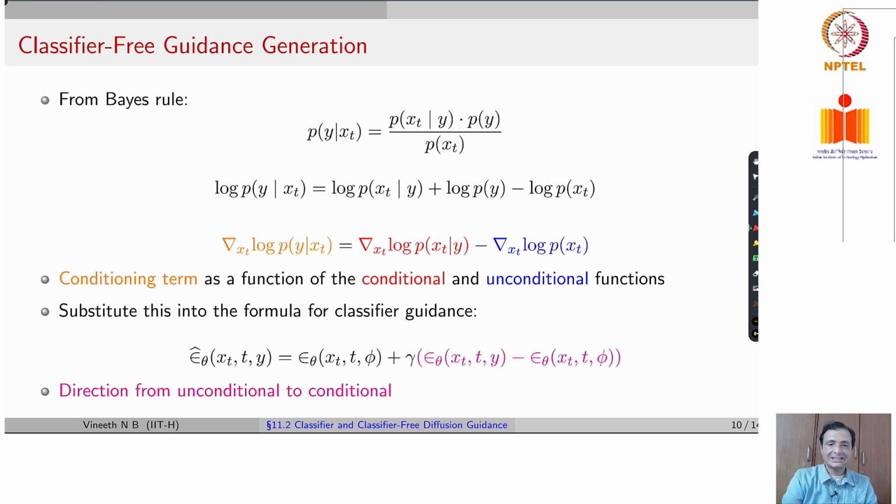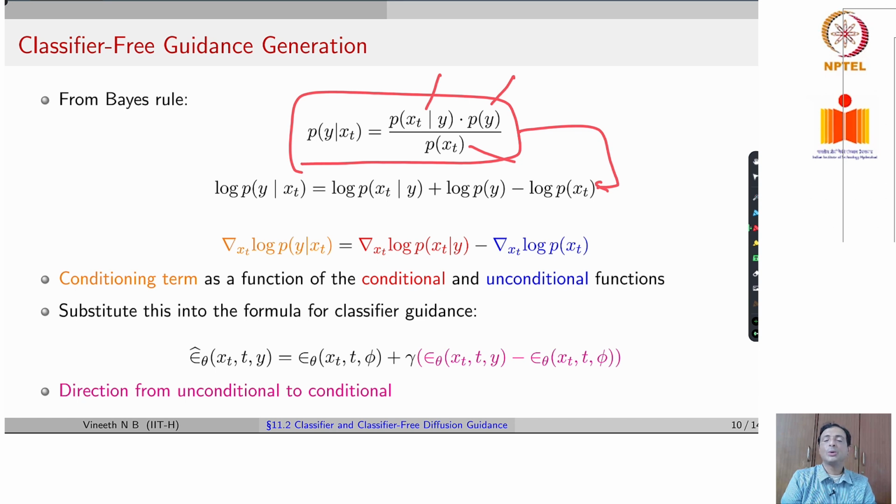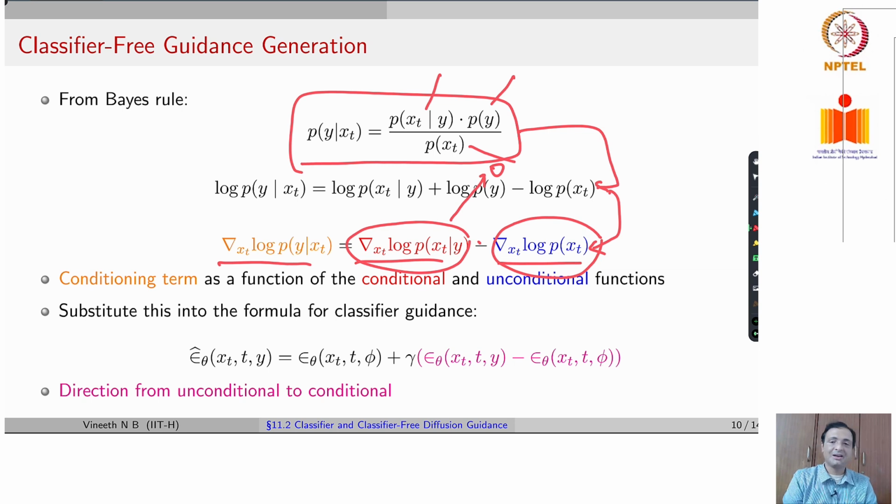So the overall reason for how this works is once again from Bayes' rule: P of y given xt can be written as P of xt given y into P of y by P of xt. When you write out the log equivalent of it, you would get this expression. And when you take the gradient of this with respect to x, the second term has no gradient with respect to x, goes to 0, and you have only these terms with respect to x. Now one could interpret this expression as a conditioning term with respect to y and an unconditioned or an unconditional term which has no reliance on y.